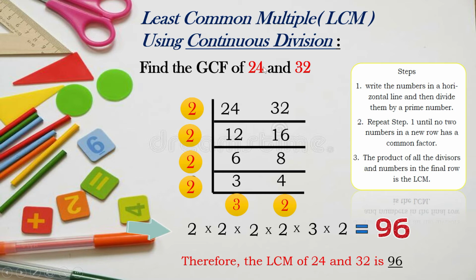So, kung kanina, kung ang GCF ay ito lang ang i-multiply, to find the LCM naman, isasama natin ito sa pag-multiply. Okay? So, that is least common multiple.